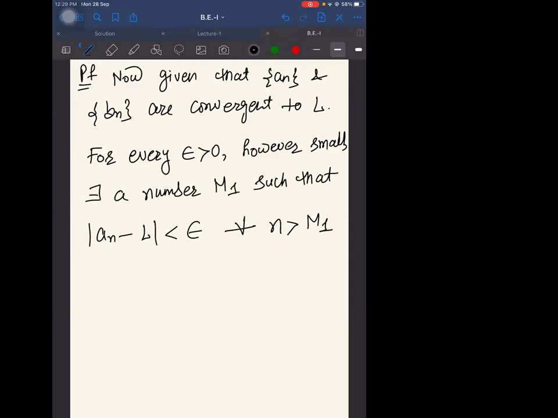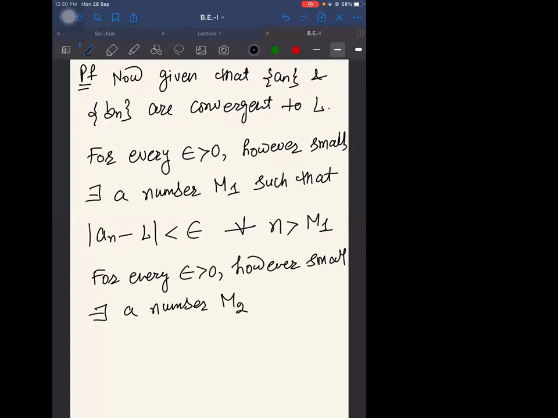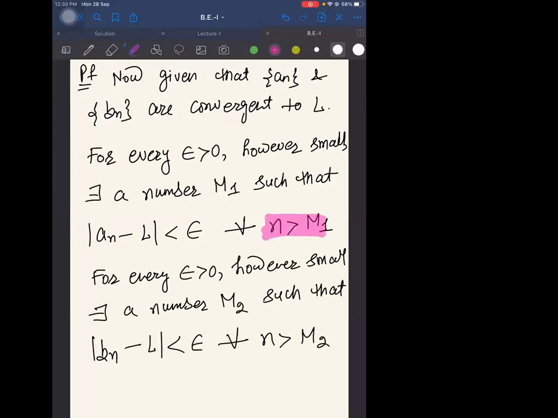Because an is convergent. That's what we have done in the first lecture, okay? So a similar definition will also apply to bn. So what would I say? For every epsilon positive, however small, there exists a number, now this defender may be different, right? Because the sequence is different, okay? M2 such that |bn minus L| is less than epsilon for all n greater than or equal to M2. Now I'll explain why these defenders are different.